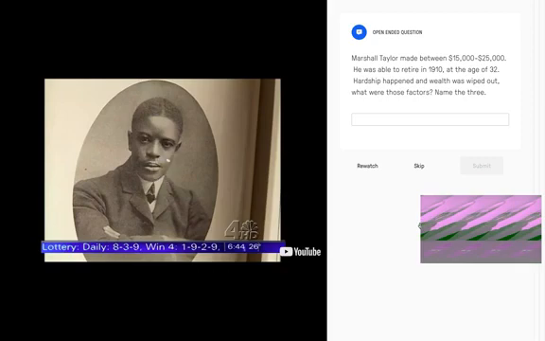I would have been retired by now. That's crazy. Hardship happened and wealth was wiped out. What were the 3 factors that caused that? Remember, he was getting paid more than some of the greatest baseball players at the time. Ty Cobb, one of the greatest baseball players during that time period, was getting paid a lot more money than him. And baseball was very, very popular, as is cycling now, too.